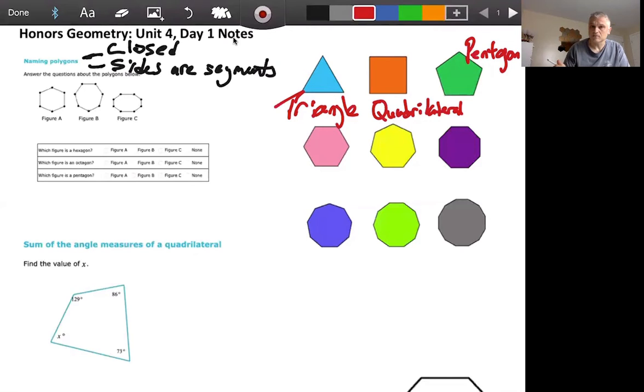6-sided, do you know it? The witch left town. It's a hexagon, because, you know, witches make hexes. Hexagon.